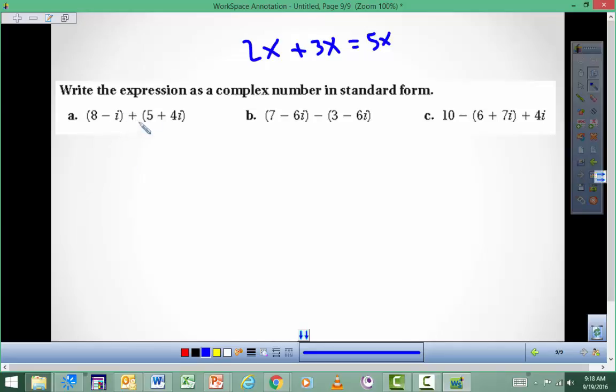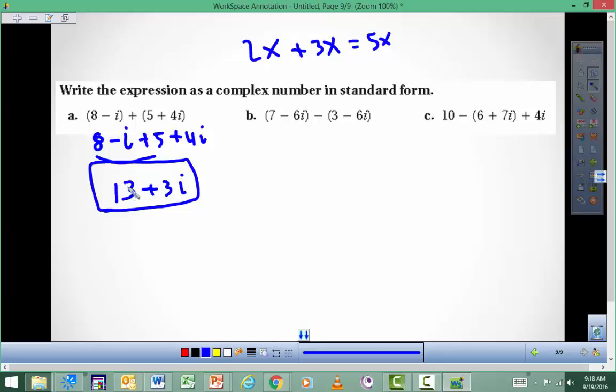By the way, do we need parentheses in this situation? Oh, we have a plus sign right there. So this is really the same thing as 8 minus i plus 5 plus 4i. Now, the real parts we add together. 8 plus 5 is 13. Minus 1i plus 4i is plus 3i. And that's it. We don't want to go any further. The imaginary parts do not combine with the real parts. You need to keep them separate.